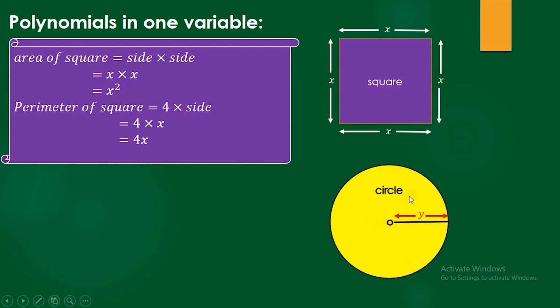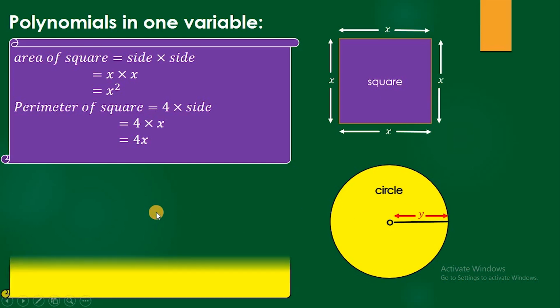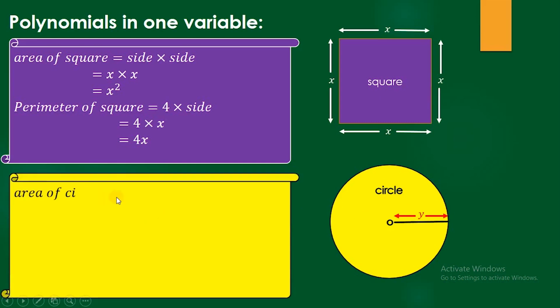A circle. In this circle with center O, its radius is y unit. When we find the area of the circle, the area of the circle is pi r square, and pi is a constant. Here r is the radius, so pi into r square means r into r, and each r measures y unit. So y into y, which gives pi y square. And here we have again one variable, that is y, raised to the power 2, and 2 is a whole number. Therefore, it is a polynomial in one variable.